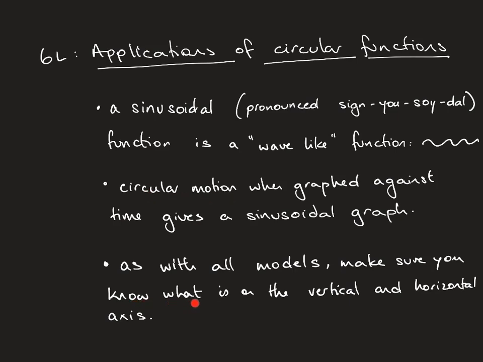And so when you're making models of circular functions and you're working with circular motion, it's really important that you know what's on the vertical axis of your graph and what's on the horizontal axis of your graph. One of the most common models that they work with is a Ferris wheel. So we're actually going to have a look at that.